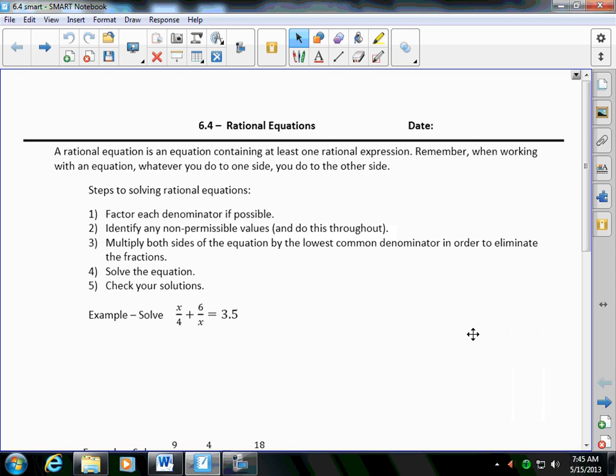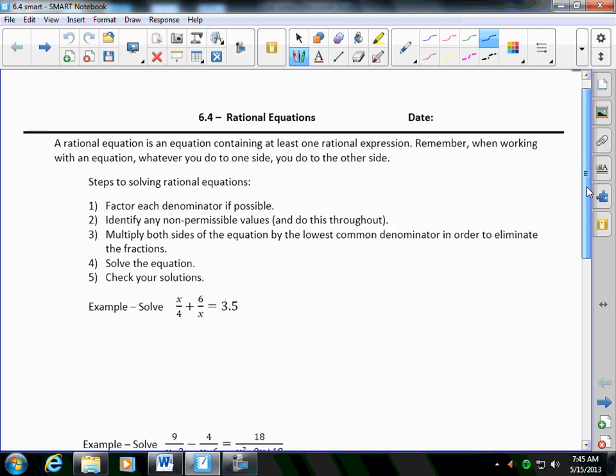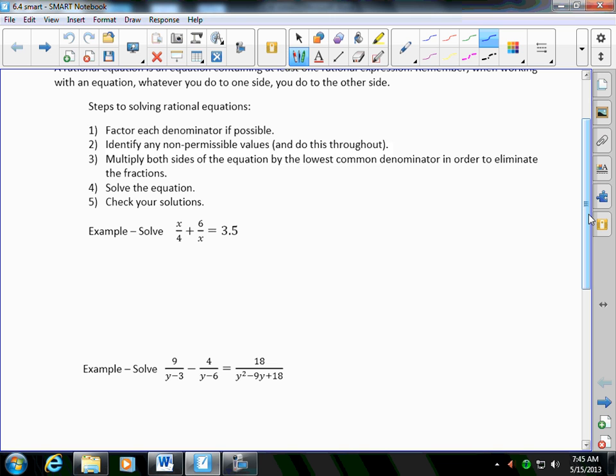Alright, so 6.4 is rational equations. It's basically putting together everything that we've done in this unit and solving for an equation. It says a rational equation is an equation containing at least one rational expression. Remember, when working with an equation, whatever you do to one side, you do to the other. That's nothing new. That's what you've been doing since grade 7 or 8.